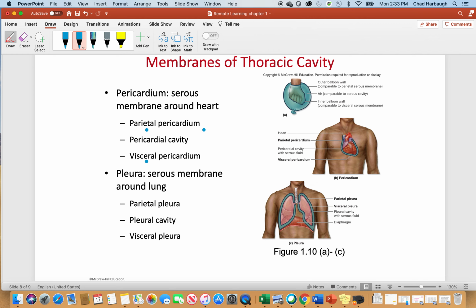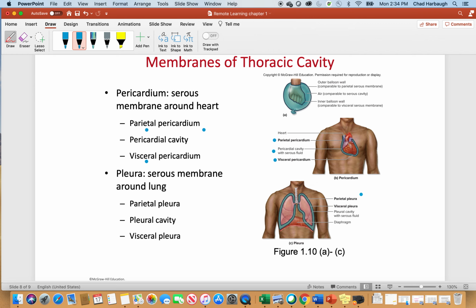So when we look at this view, what we're going to first look at is the parietal pericardium. The parietal pericardium is the outermost layer and forms the sac around the heart. The visceral pericardium forms the heart's external surface. And in between these two, we see the pericardial cavity, which is the space in between the two, and it contains the serous fluid.